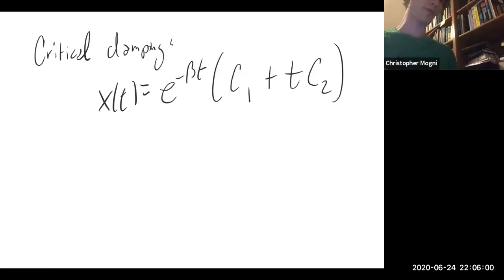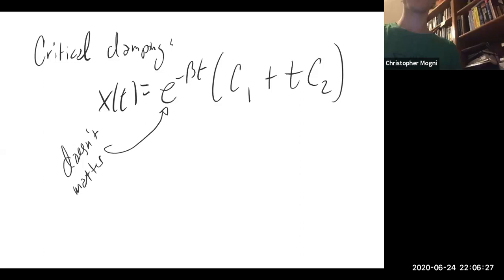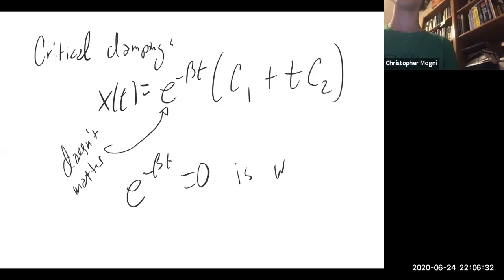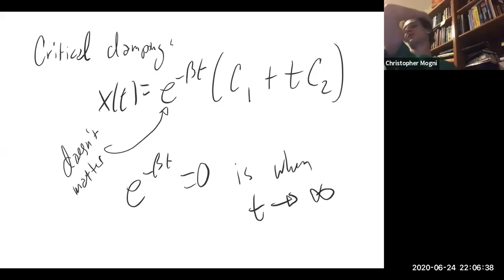So this is good setup for actually doing the proof. What we want to show is that x of t is at most going to be equal to 0 for only one t. What that translates to, and how to solve this problem, is to figure out what is the t at which this is equal to 0. And we're only dealing with finite values of t, so this doesn't matter, because the only time that e to the minus beta t is equal to 0 is when t goes to infinity. And so that's not a finite value of t.